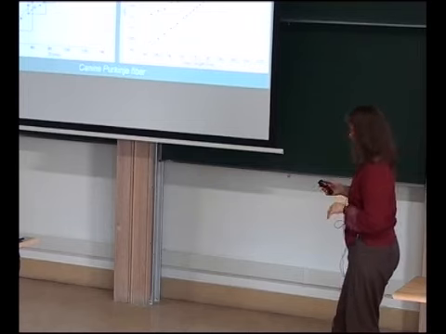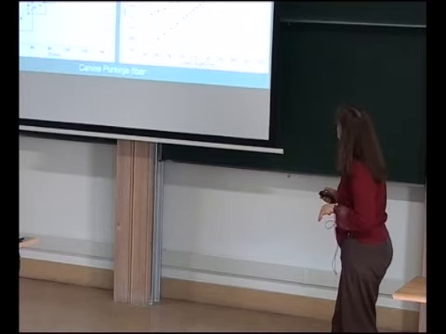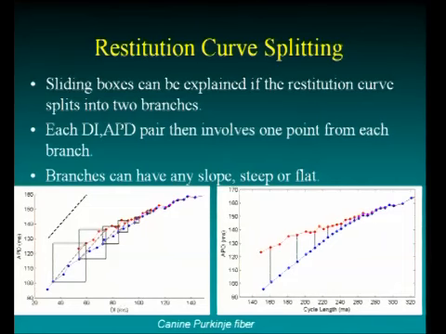So as a way to explain this, we would posit that these sliding boxes are indicative of the fact that the restitution curve actually splits into two curves for this region. And in that case, these DI-APD pairs will come one from each branch. There's a long branch of the restitution relation, and there's a short branch. So it's not really a single valued function. And it turns out experimentally that this is the case.